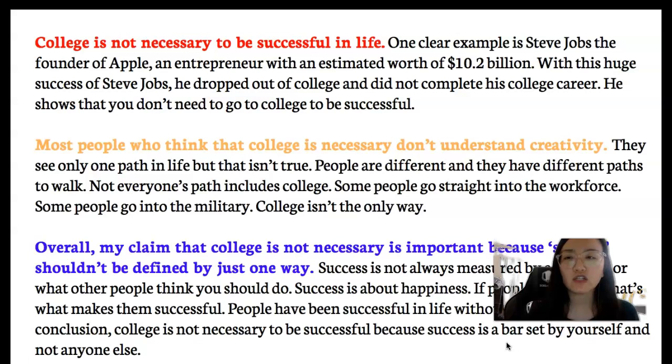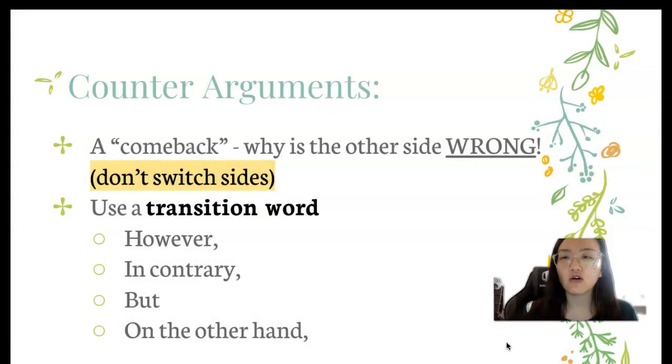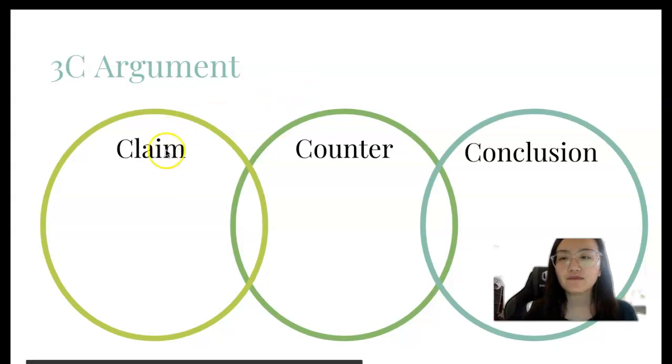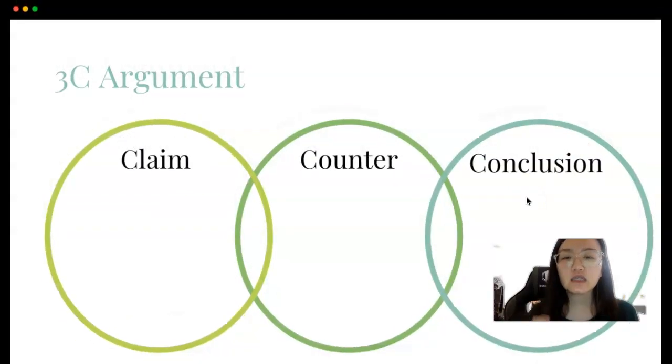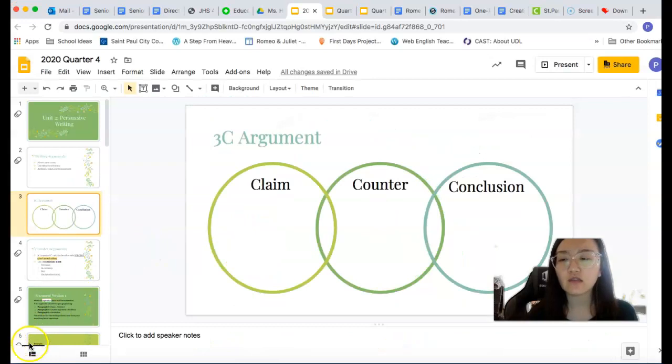Both of them are just as good. It doesn't matter which side you pick as long as you have the evidence to prove it. So those are the 3 C's. The first one is claim, the second one is counter argument, the last one is conclusion. That's your goal this week, is to turn in a 3C or 3-paragraph argument writing.